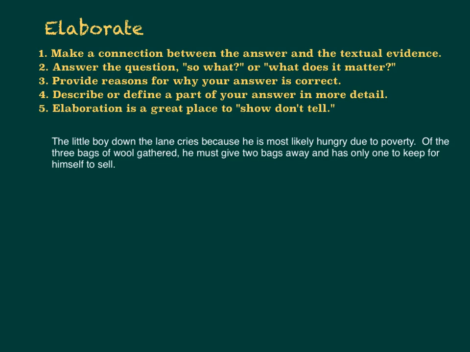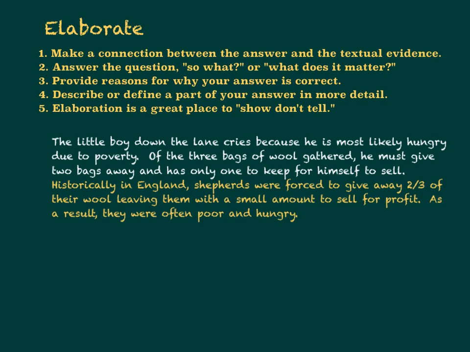Here's my response from the page before about the little boy down the lane. I'm going to elaborate on this answer. Here you can see where I've added my elaboration. Historically in England, shepherds were forced to give away 2/3 of their wool, leaving them with a small amount to sell for profit. As a result, they were often poor and hungry. I've made a connection between my answer at the beginning about the little boy crying because he's most likely hungry, and I've also described the historical background of my answer as well.